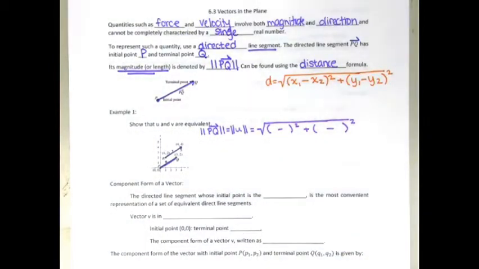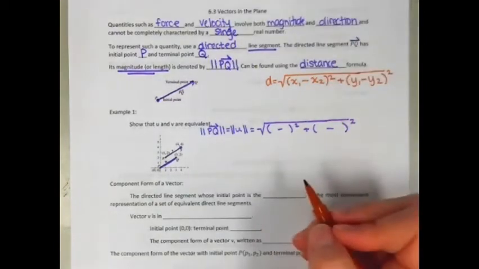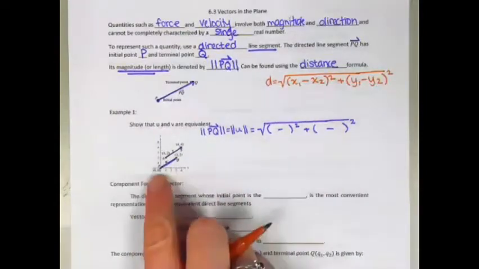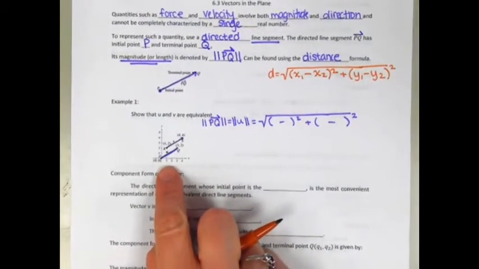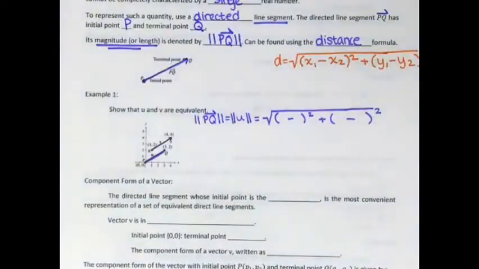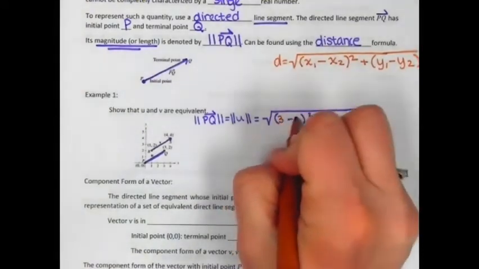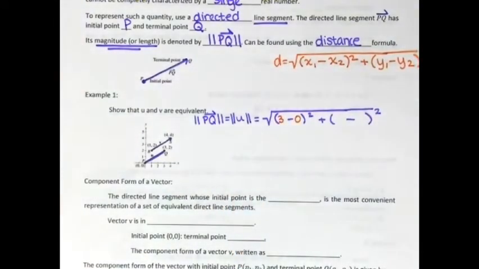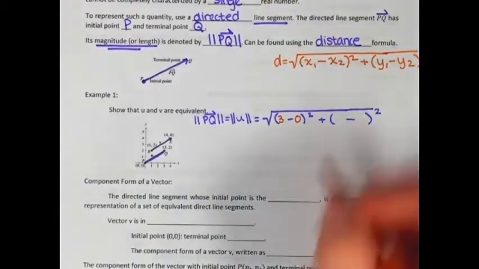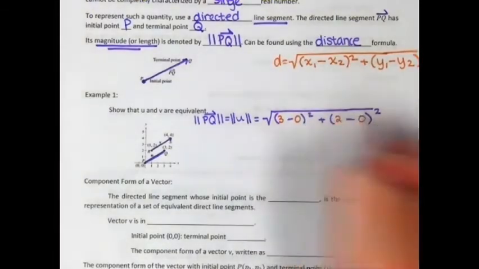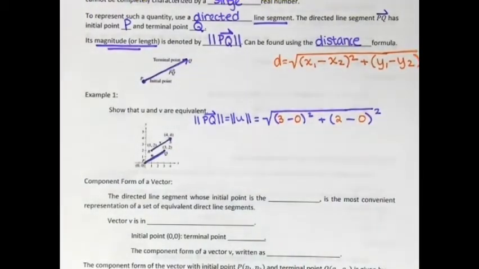So what are my X coordinates of P and Q? Might need to zoom in a little bit. What are my X coordinates of P and Q? 0 and 3. And does it really matter the order you subtract those in? Now my formula has x1 minus x2, but we're squaring it. So does it really matter how we subtract those? No. And then what are my Y values? 0 and 2. So can I just do 2 minus 0 again? Yeah. All right.